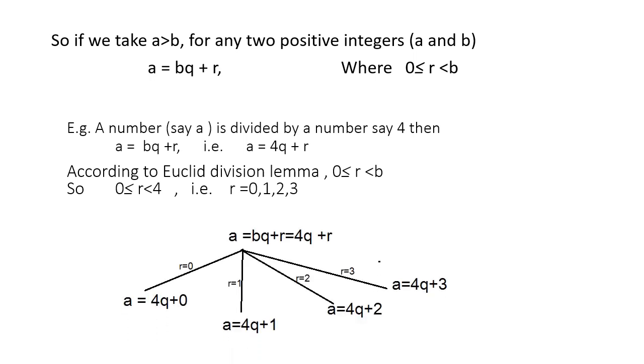You can understand this with the help of a flowchart. Here the formula is A is equal to BQ plus R, where B is equal to 4, so the formula becomes 4Q plus R. Now for different values of R, you will get different formulas for A. For R equal to 0, A is equal to 4Q plus 0. For R equal to 1, A is equal to 4Q plus 1. For R equal to 2, A is equal to 4Q plus 2. For R equal to 3, A is equal to 4Q plus 3. It means this formula has several forms. If I take the divisor as 4, there are 4 possible forms of this formula.